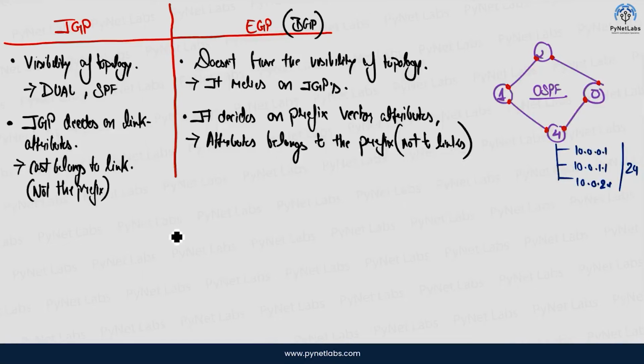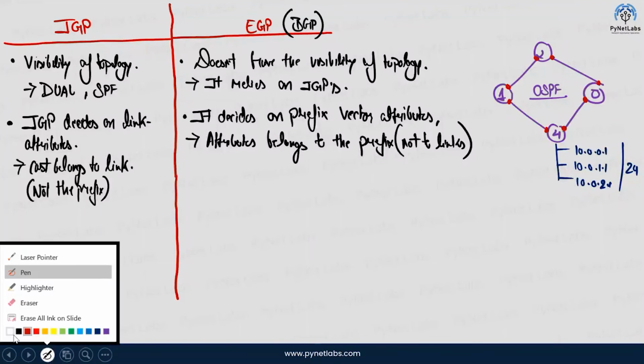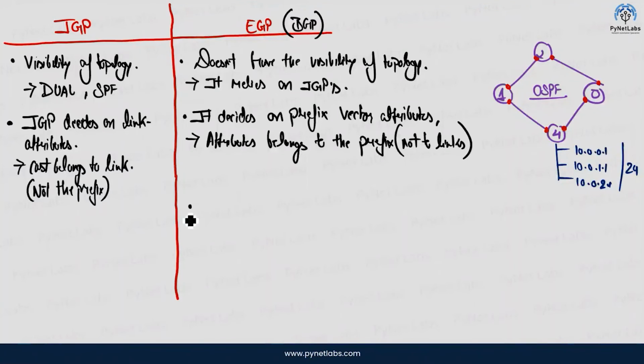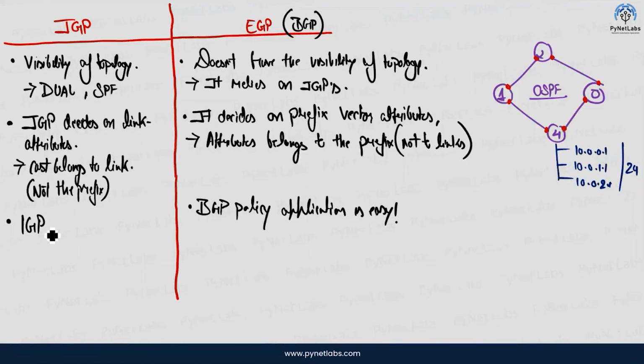Then talking about the policy implementations of BGP or IGP. BGP policy application is easy. We'll let you know in the labs. I'll explain this point in the labs, guys. And talking about policy applications, it's a bit hard in IGPs. So IGP policy application is hard.